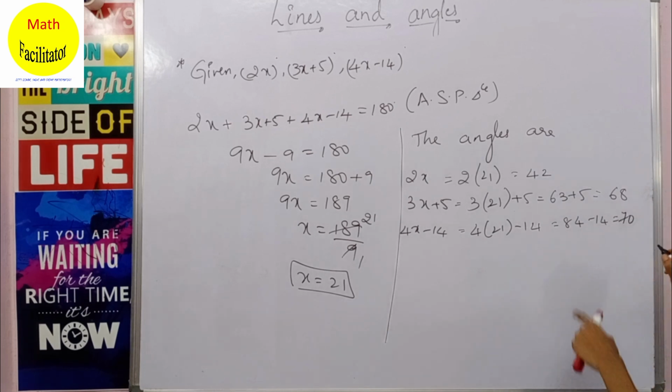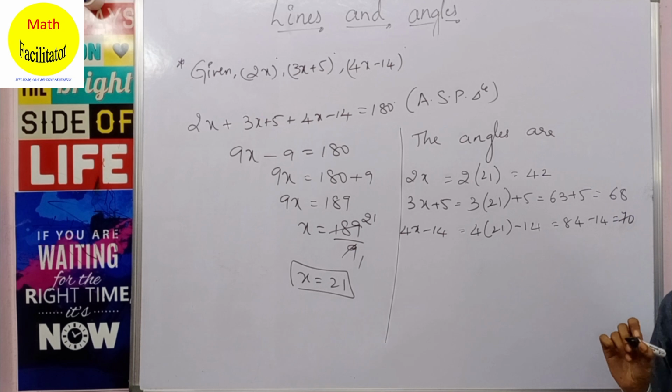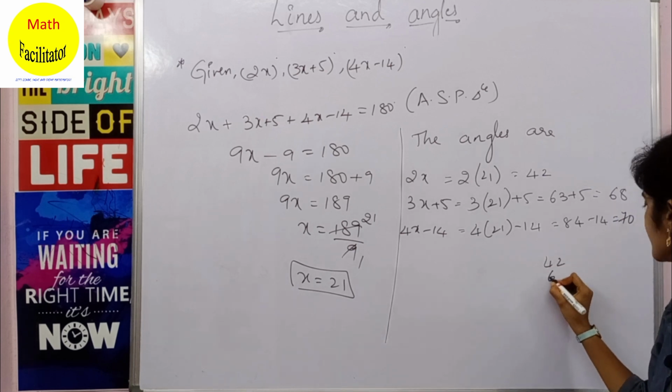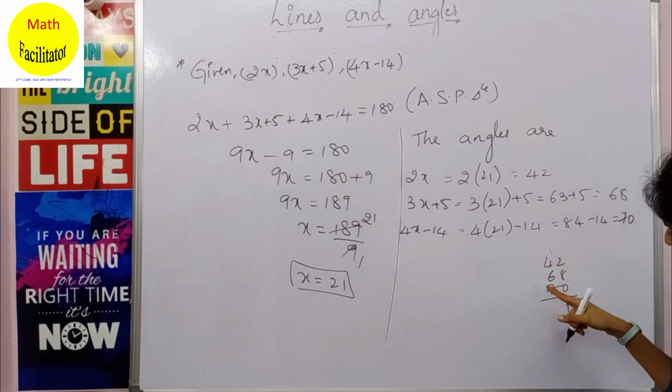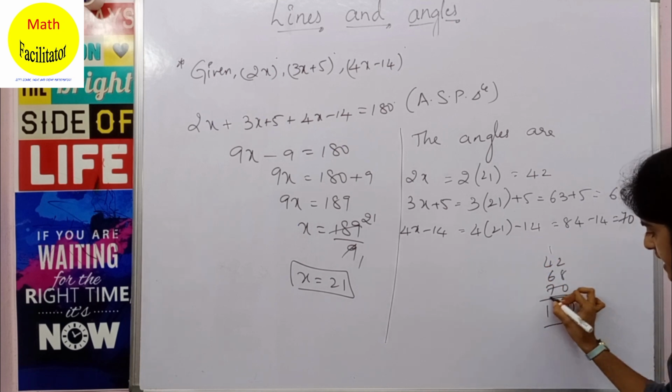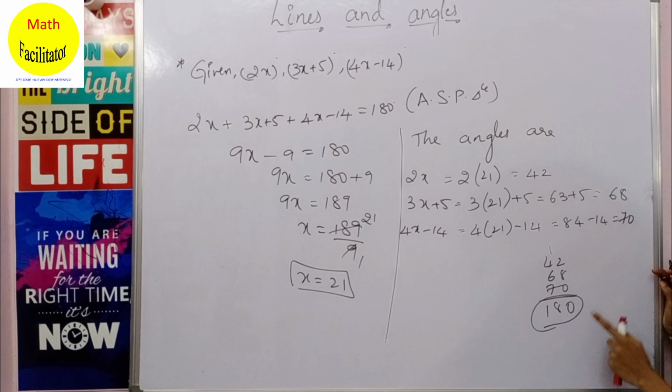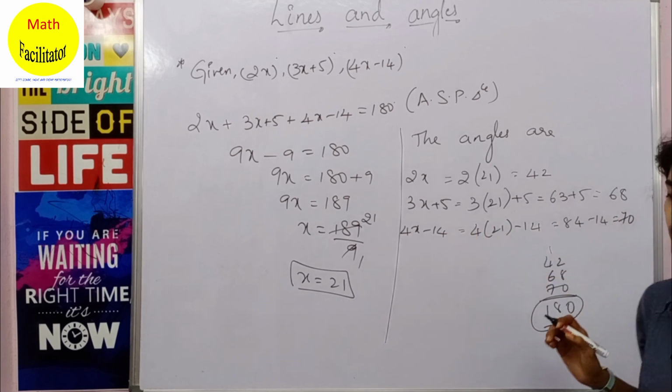Okay, so now just add all the three angles to check your answer. So 42 plus 68 plus 70. So this is 110. So 110, 170, 180. So you got 180. So the sum of all these three angles is 180. So the values you got are correct.